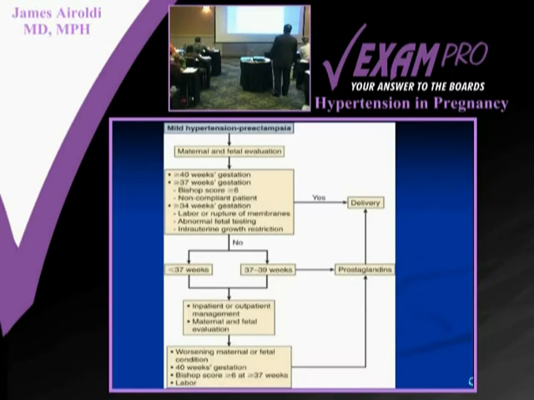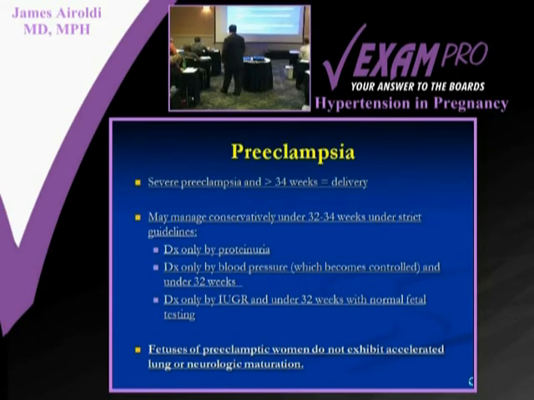We'll go through that. Here's a nice slide that talks about the management of preeclamptics and how to do this. So with severe preeclampsia and greater than 34 weeks, we are going to deliver. You can manage people conservatively if your diagnosis of severe preeclampsia was based on blood pressure only, proteinuria only, or IUGR only, and you're under 32 weeks. I think that's reasonable.